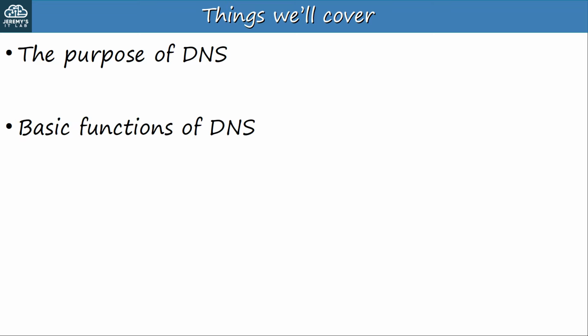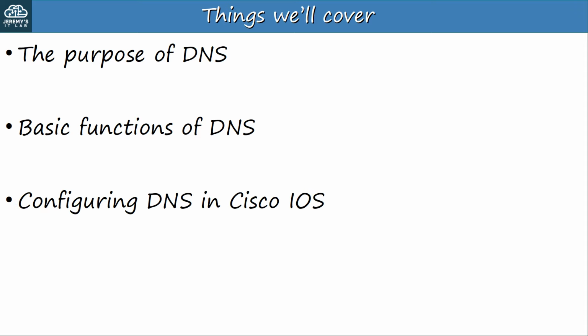Here's what we'll cover in this video. First up, the purpose of DNS. I already mentioned it, but I'll explain a little more. Then the basic functions of DNS, a quick overview of how it works. As I said before, I won't get into unnecessary details that you don't need for the CCNA. Finally, I'll show you how to configure DNS in Cisco IOS.